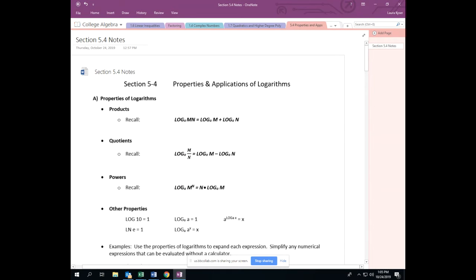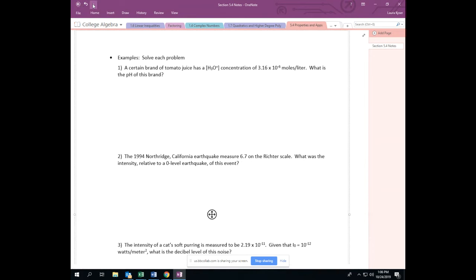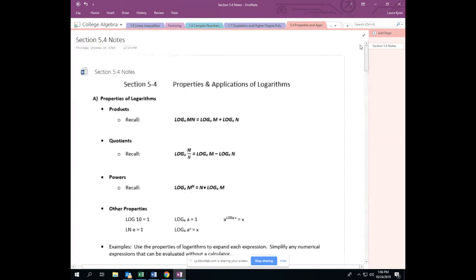And for the power rule, it says that if you have a log of something raised to an exponent, the exponent is allowed to drop down into the front of the log expression and act as a coefficient. And this is going to come in handy when we do some equation solving in section 5.5. So this one we're going to see again later. The other ones maybe not as much, other than creating a single log form so that it simplifies our equations.